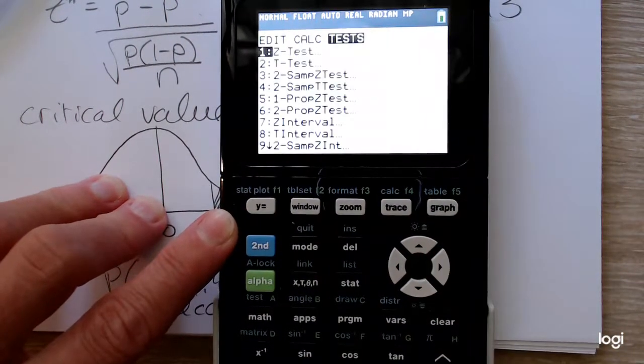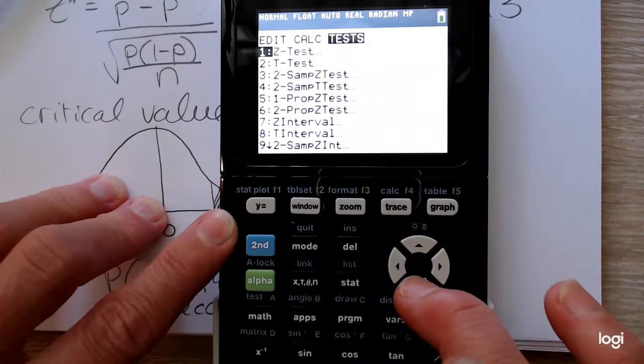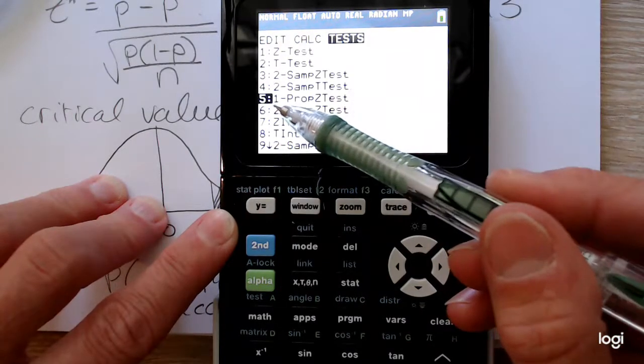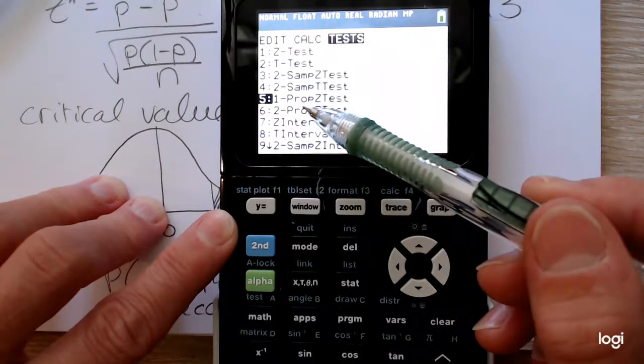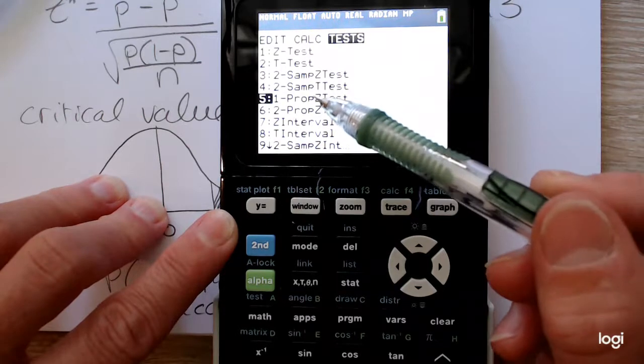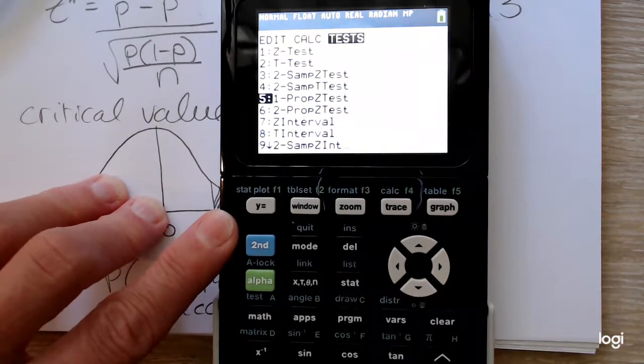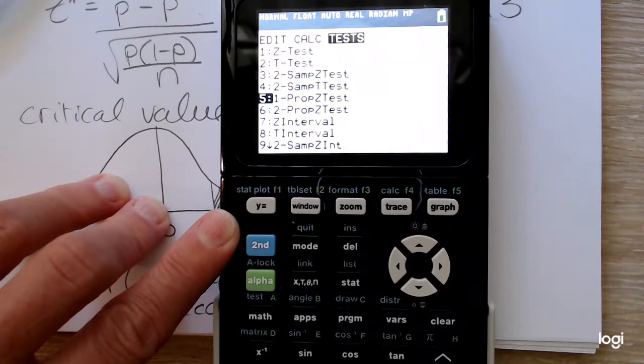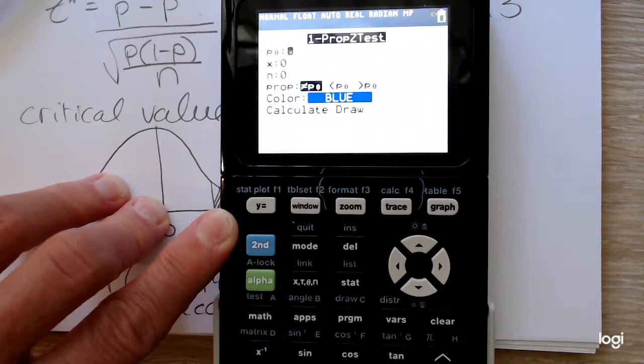arrow over to tests, and you want to select one proportion z-test. One meaning we're working with one sample proportion, and the conditions are met to use the z-distribution. There is no other option, so if the conditions aren't met to use the z-distribution for this test, you would either have to state that you're unable to do the problem if you're in an intro to stats class and you're not covering other methods, or you would have to use another method.